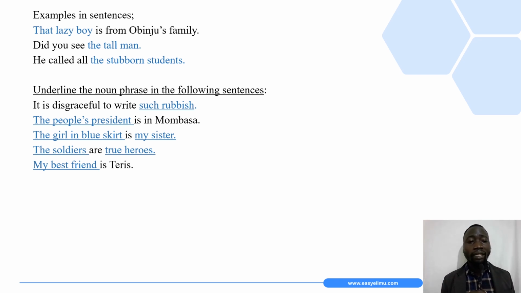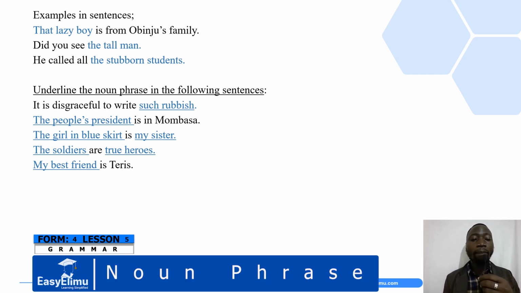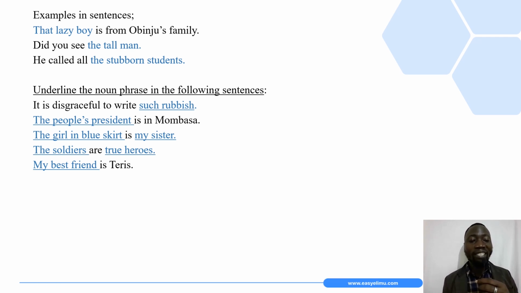So in our first sentence, the noun phrase is such rubbish. So it is disgraceful to write such rubbish. Our noun phrase is such rubbish. Then in the second sentence, the people's president is in Mombasa. So the noun phrase that we have there is the people's president. Then in sentence number 3, the girl in blue skirt is my sister. So in that sentence, we have two noun phrases. The first one being the girl in the blue skirt, and the other noun phrase is my sister.